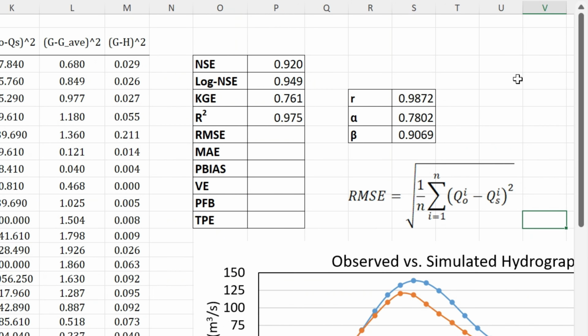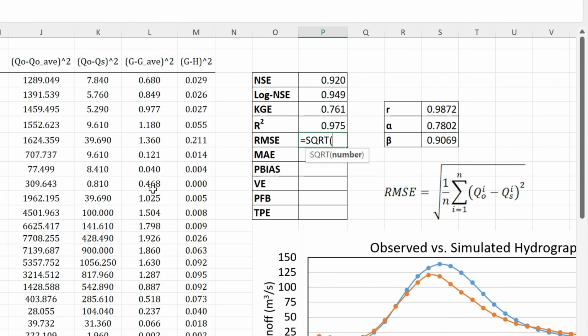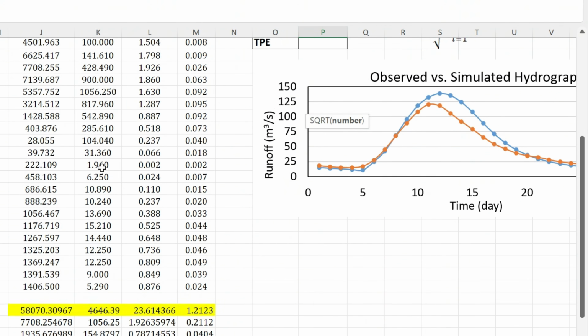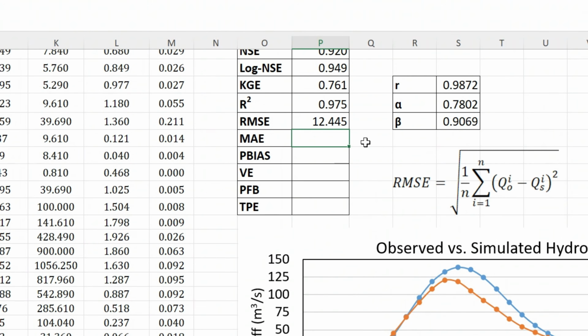Then we move to RMSE, which is quite simple. As you can see, it's basically the square root of the average squared error. So SQRT of the average. The squared error is here, column K. The average value of that is calculated like this. So I get 12.445. And remember that this has a unit, cubic meter per second.